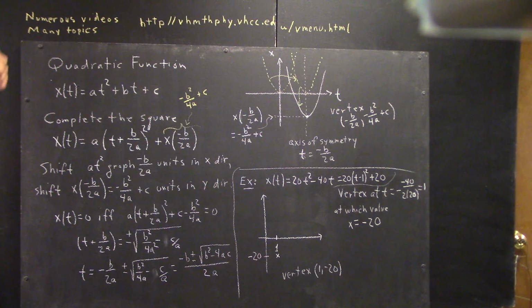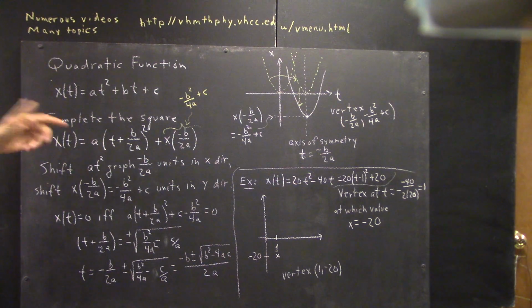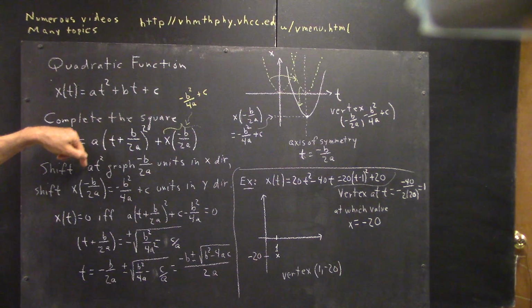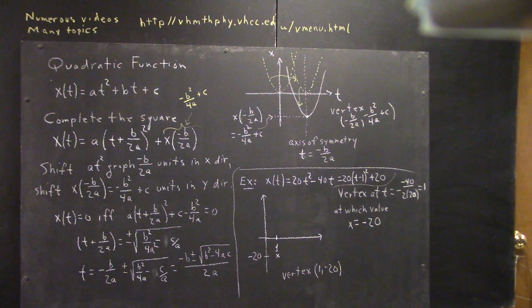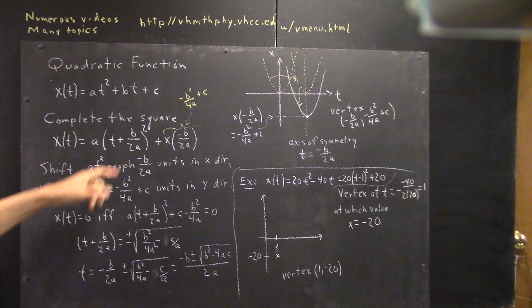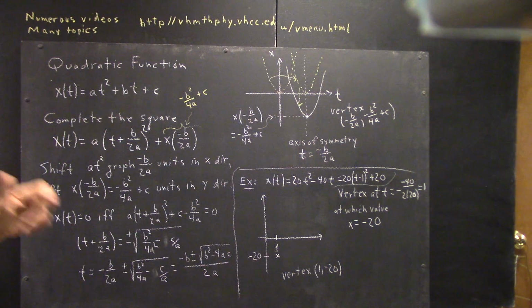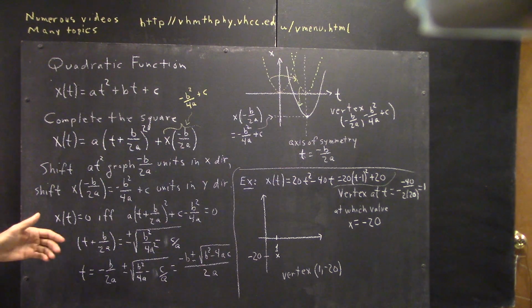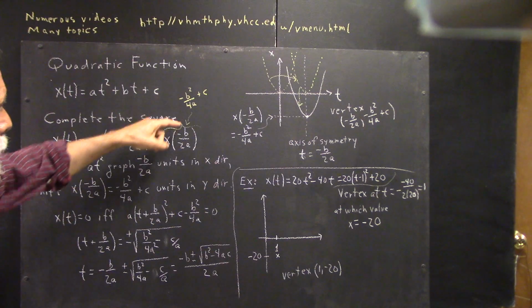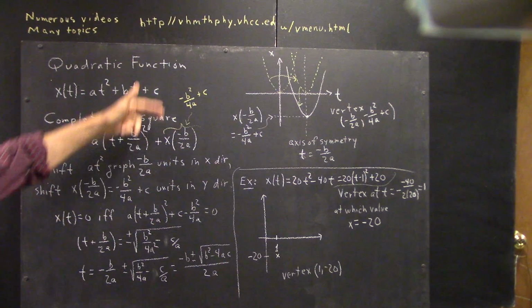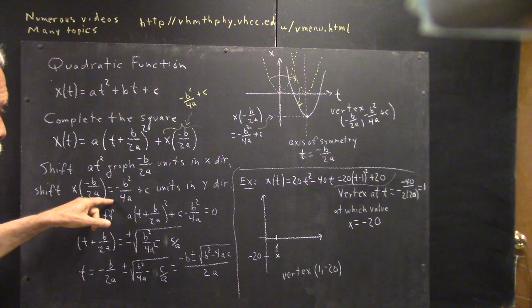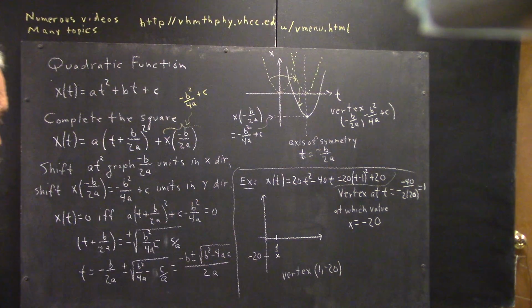Now we then understand the graph of x of t as a graph that you get when you start with the t squared function, vertically stretch it by factor a to get the a t squared function, and then shift that graph negative b over 2a units in the t direction, and then shift that graph x of negative b over 2a, or negative b squared over 4a plus c units in the y direction.